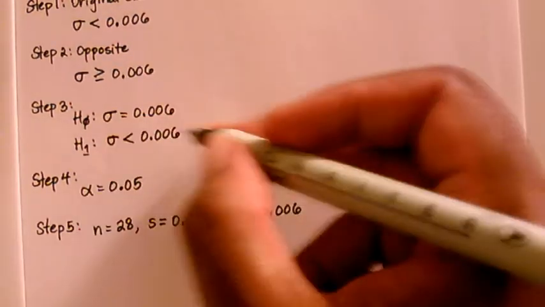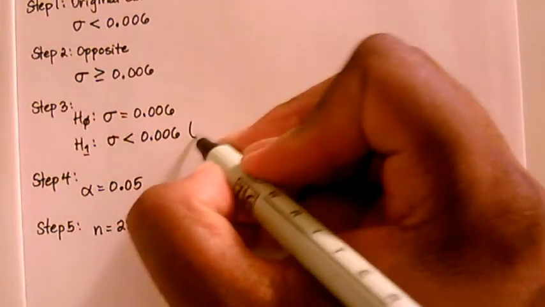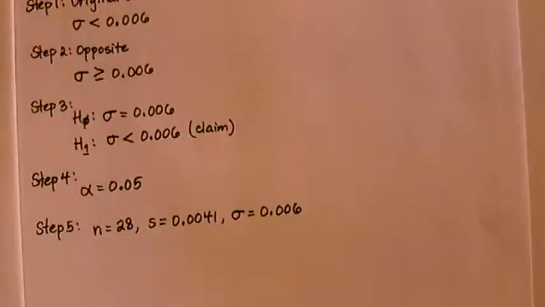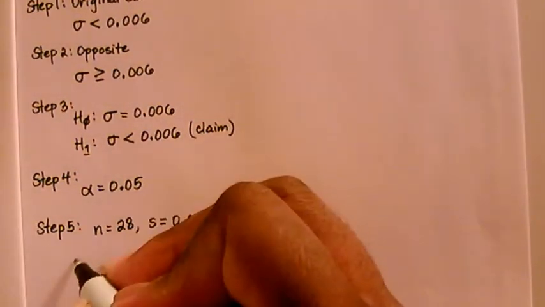And by the way, let me go back to step 3. Your alternative is your claim, because the original claim has sigma is less than 0.006. So in this case here, the alternative will be your claim. Now back to step number 5. We can calculate that test statistic.